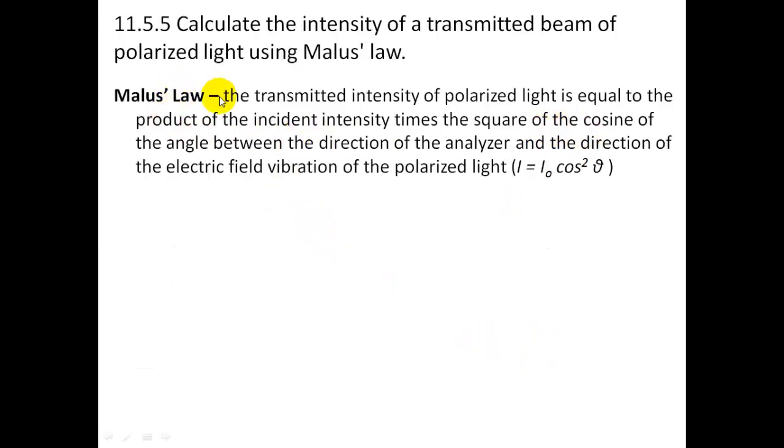Okay, so this is basically Malus's law. The transmitted intensity of polarized light is equal to the product of the intensity times the square of the cosine of the angle between the analyzer and the direction of the electric field vibration of the polarized light. So I is equal to I0 cosine squared theta, where I0 is the incident radiation.